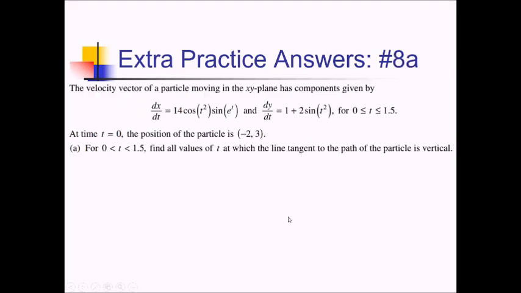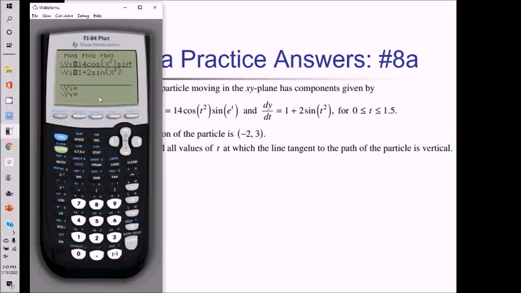For this calculator-based free response, we have the velocity vector of a particle given as follows here, dx over dt, and here's your y prime, dy over dt. And that applies between 0 and 1.5. Now, since this is a calculator problem, I'm immediately going to enter these in my y equals. There we go, both entered in there because I never want to have to enter these again on the calculator.